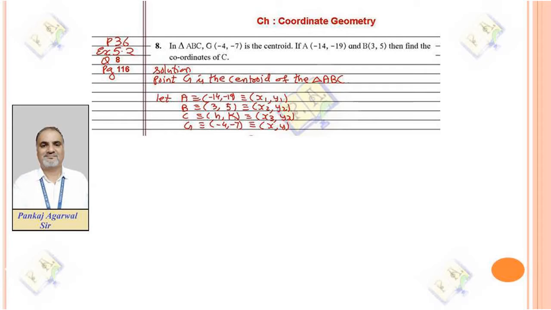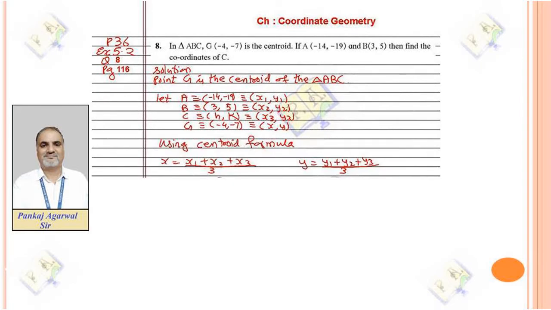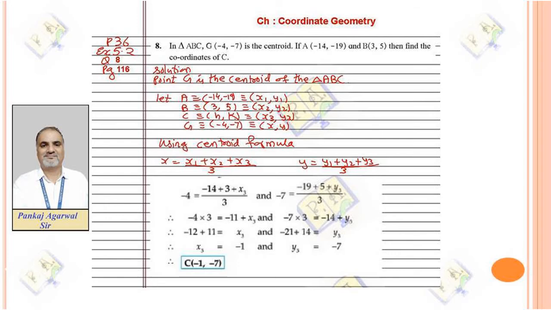Then find the coordinate of point C, we'll call it as h comma k, that is x3 comma y3. Using centroid formula, we know that the x coordinate will be x1 plus x2 plus x3 whole upon 3, and y coordinate will be y1 plus y2 plus y3 whole upon 3. Here x3 is h and y3 is k. On substitution, we'll get the value as -1 comma 7.